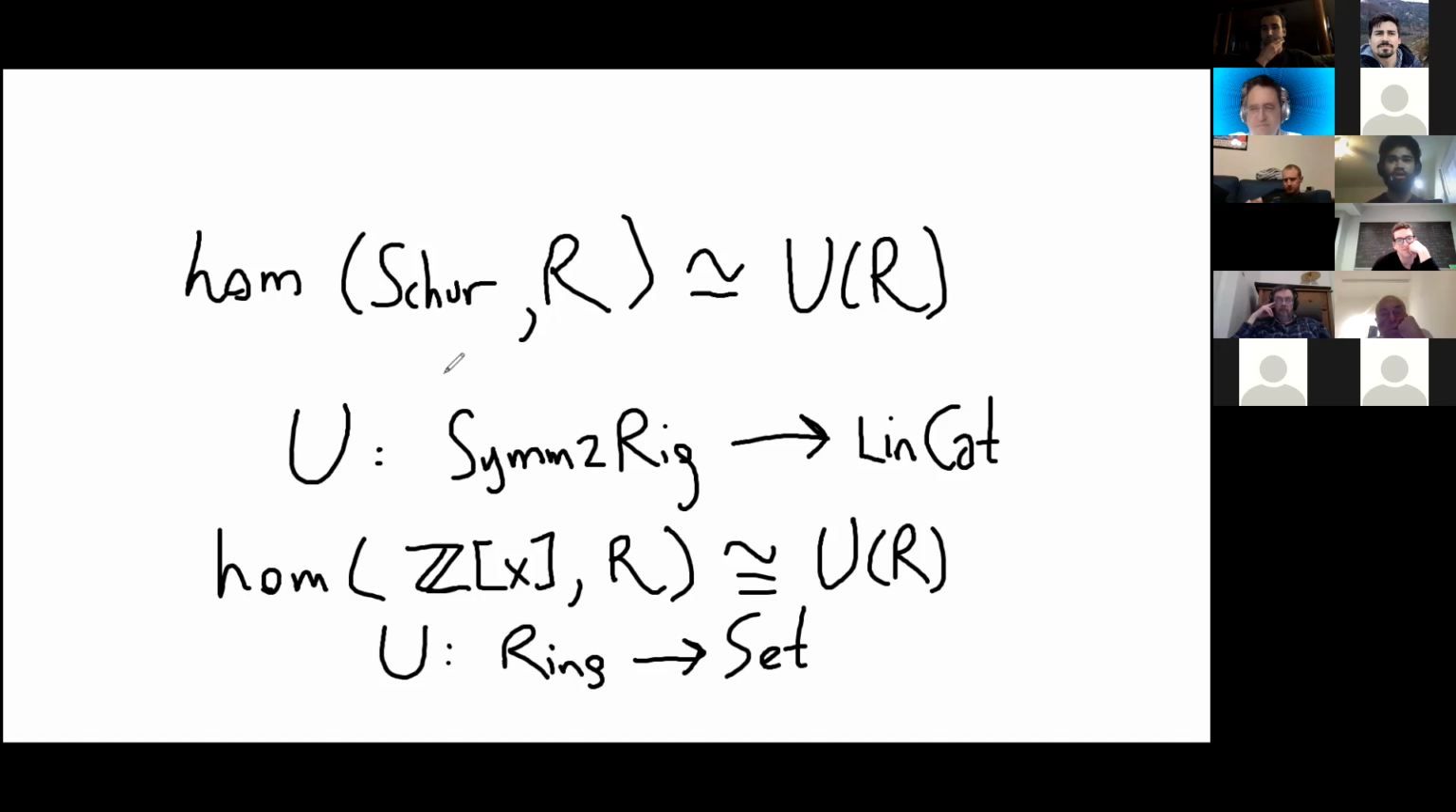I guess the question is, how many adjectives can you add to this? I don't know what kind of object Hom of two rigs is. Maybe it has some sort of monoidal or braided structure on it. And if that's the case, could I add, say, monoidal to both sides of this? Or is this as far as it goes? This is maybe not super well posed.